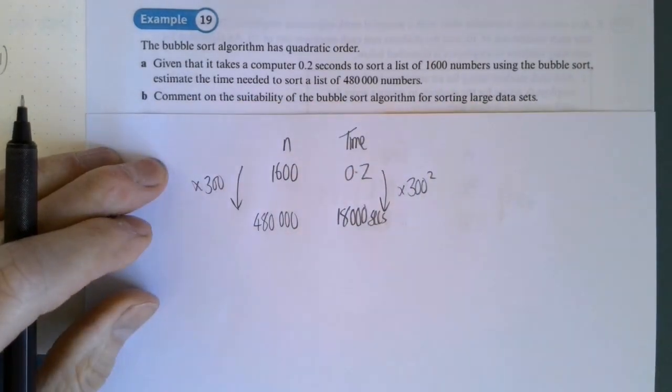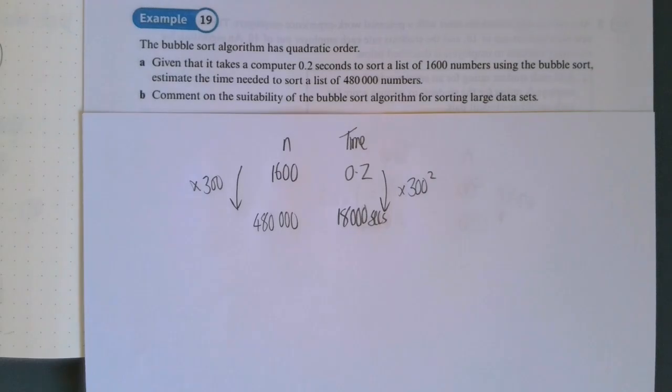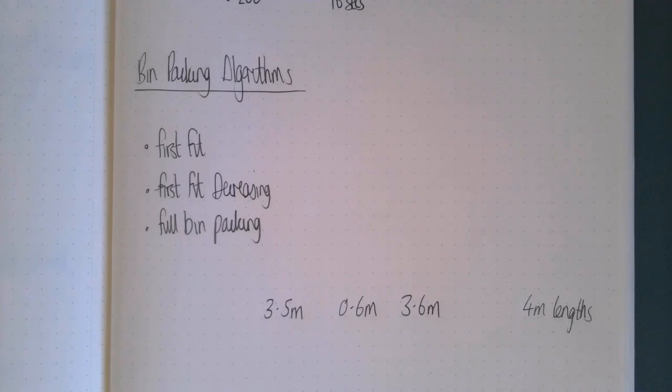So, comment on the suitability of the bubble sort algorithm sorting large data sets. It's not very good. And quicksort is certainly more efficient. Okay, so I'm going to give you some practice for that once we've just covered this next bit, because the two things tend to be sort of rolled together.